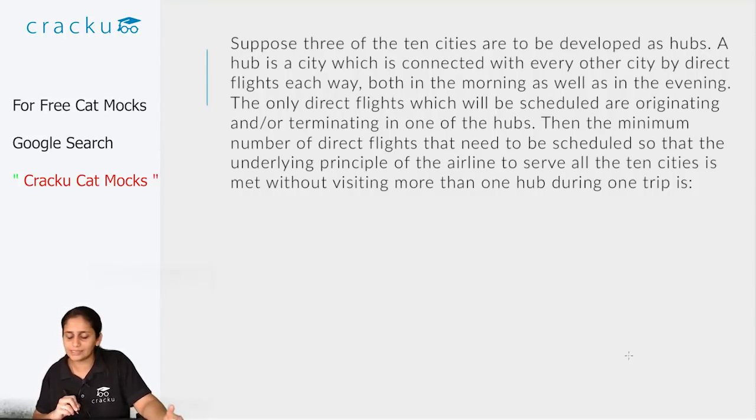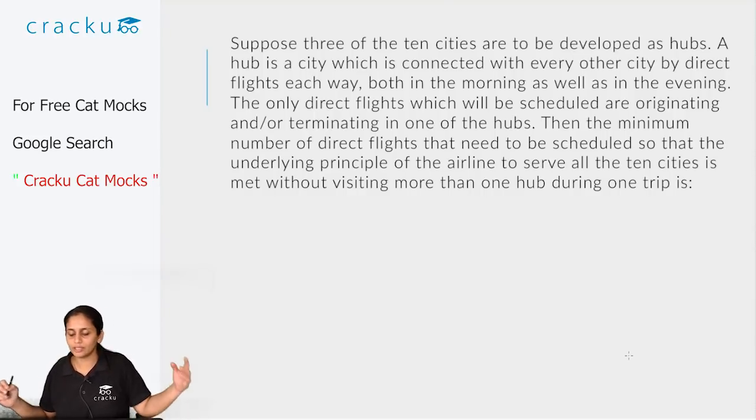Suppose 3 of the 10 cities are to be developed as hubs. A hub is a city which is connected with every other city by direct flights each way, both in the morning as well as in the evening. The only direct flights which will be scheduled are originating or terminating in one of the hubs. Then the minimum number of direct flights that need to be scheduled so that the underlying principle of the airline to serve all the 10 cities is met, without visiting more than one hub during a trip, is?